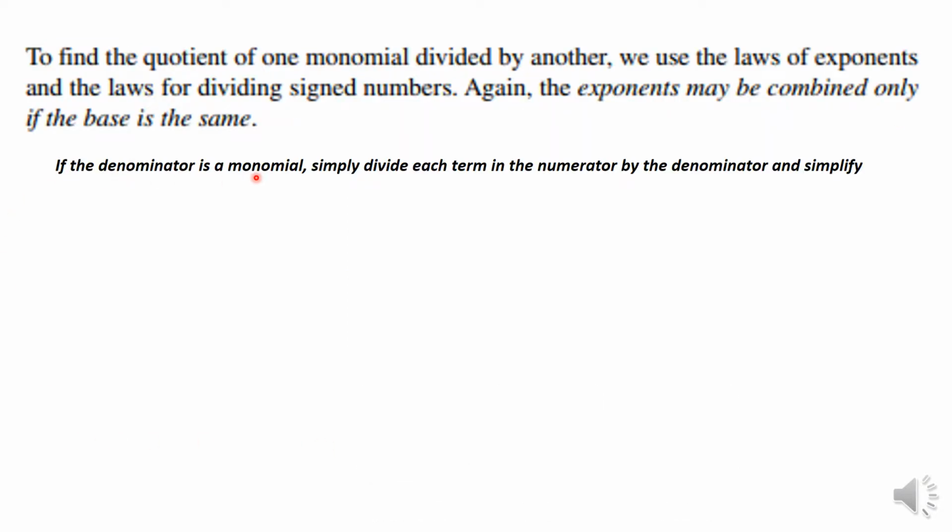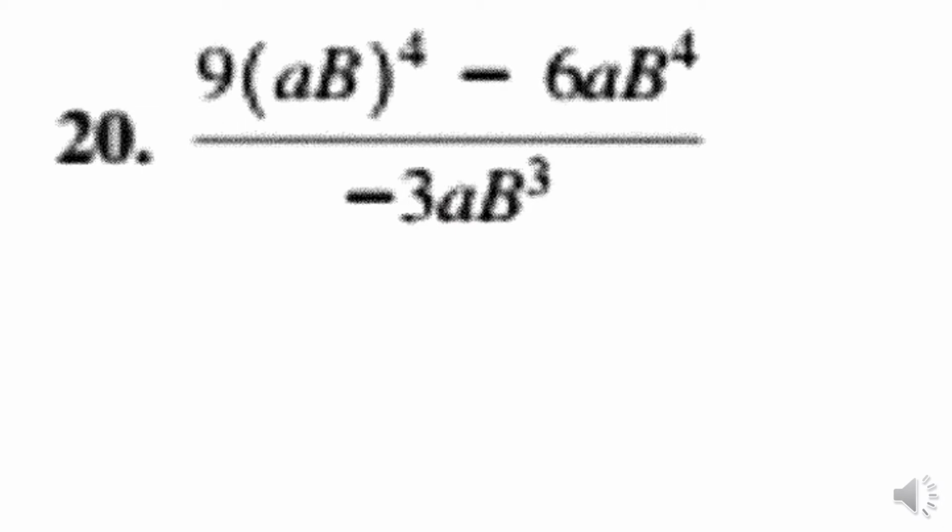If the denominator is a monomial, simply divide each term in the numerator by the denominator and simplify. Here's an example of that kind of problem. Pause the video, work the problem, and we'll see how you do. Let's see how you did.